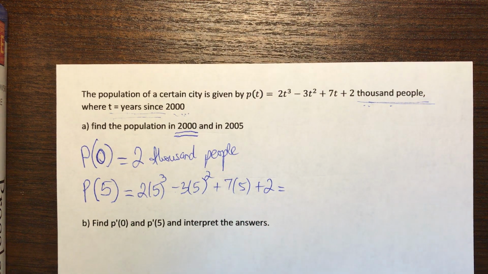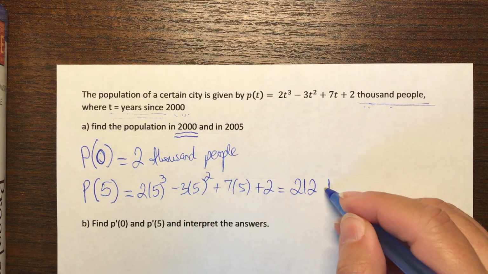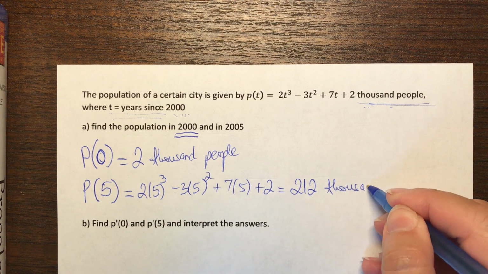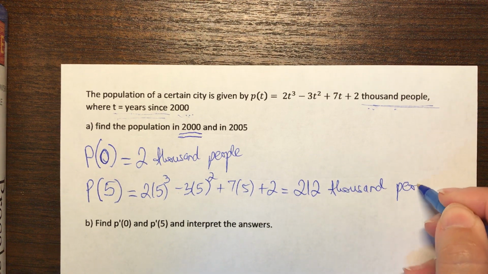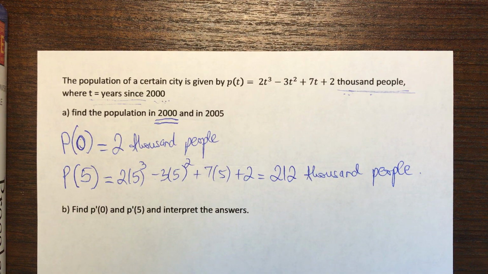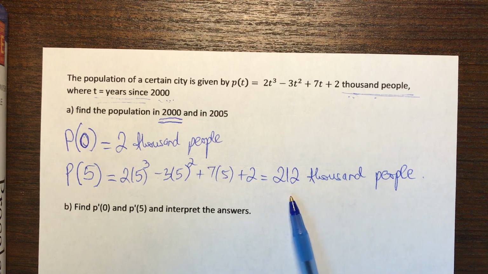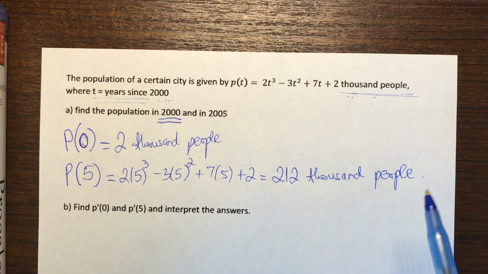And put that in your calculator, and I already did that, and I am going to get 212,000 people. Okay? All right. So in other words, from 2000 to 2005, your population is increasing by about 210,000 people, right? That's, by the way, an average of what?